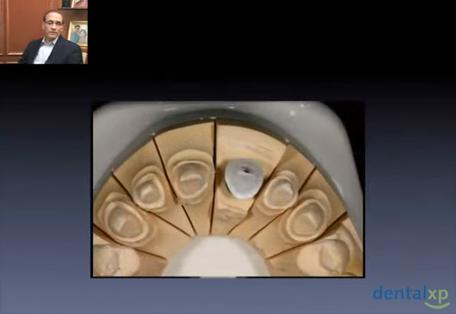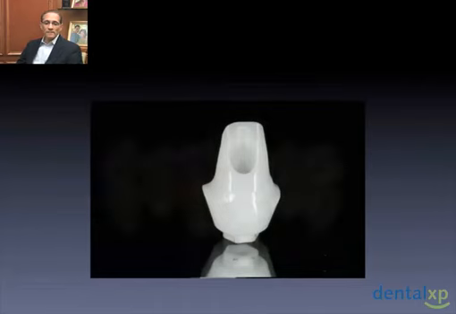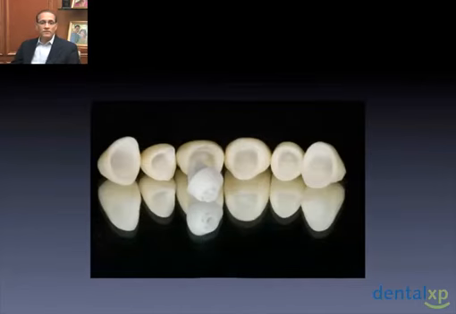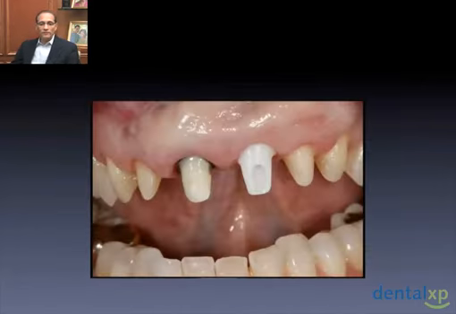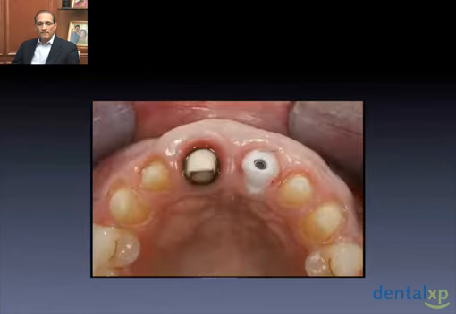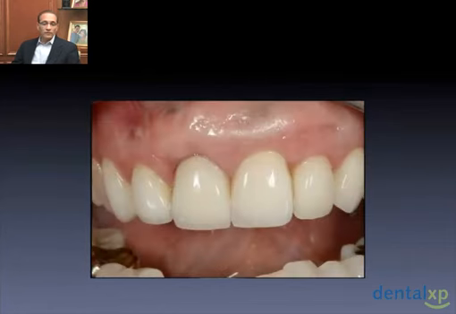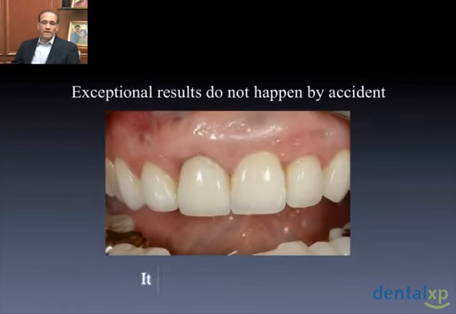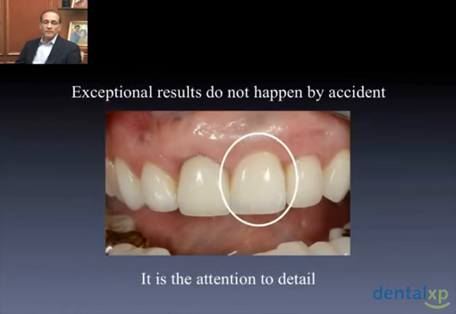Go ahead and take the final impression, create the final abutment. The final abutment should really be very similar to the abutment we created in the provisional, allowing for soft tissue guidance, soft tissue support, both facially and interproximally. We can see it from above, and then the final restoration in place. Exceptional results don't happen by accident. It is the attention to detail that creates natural contours.